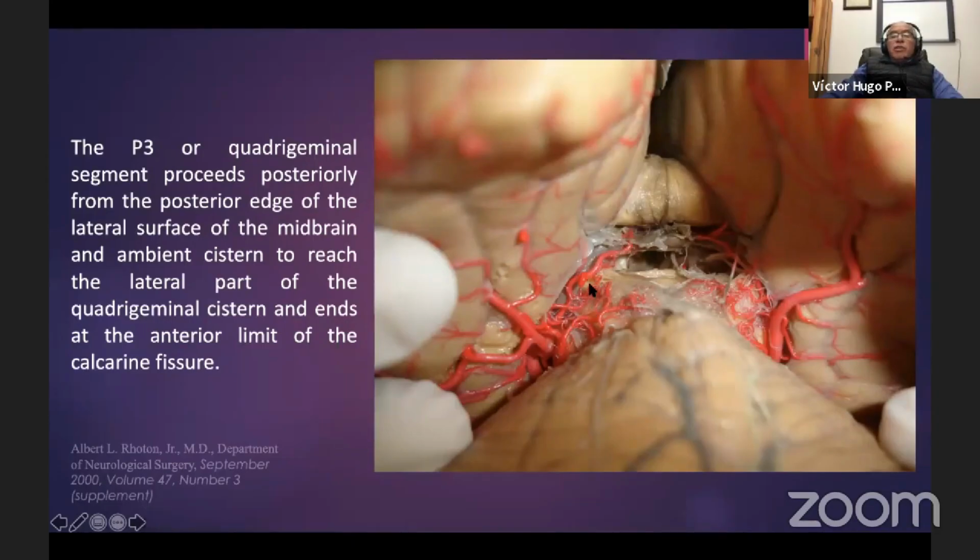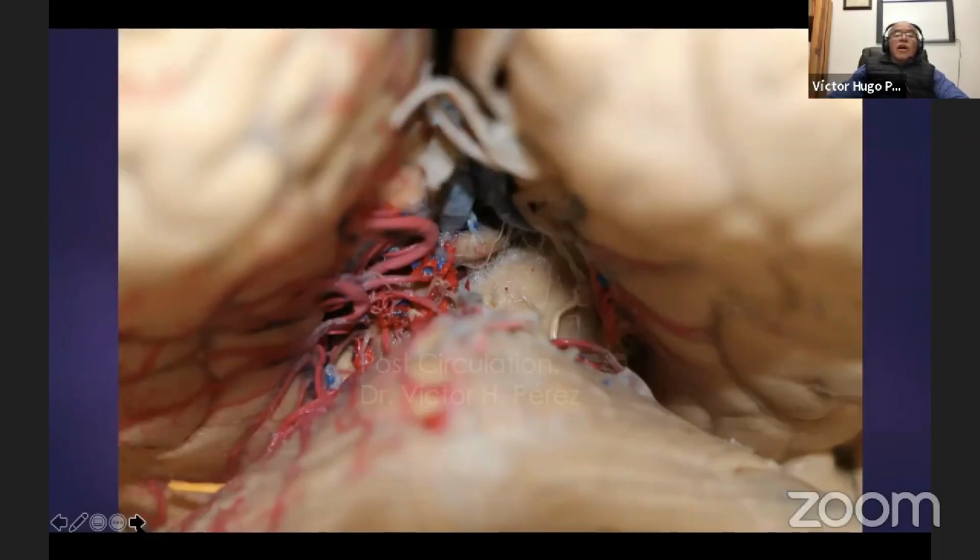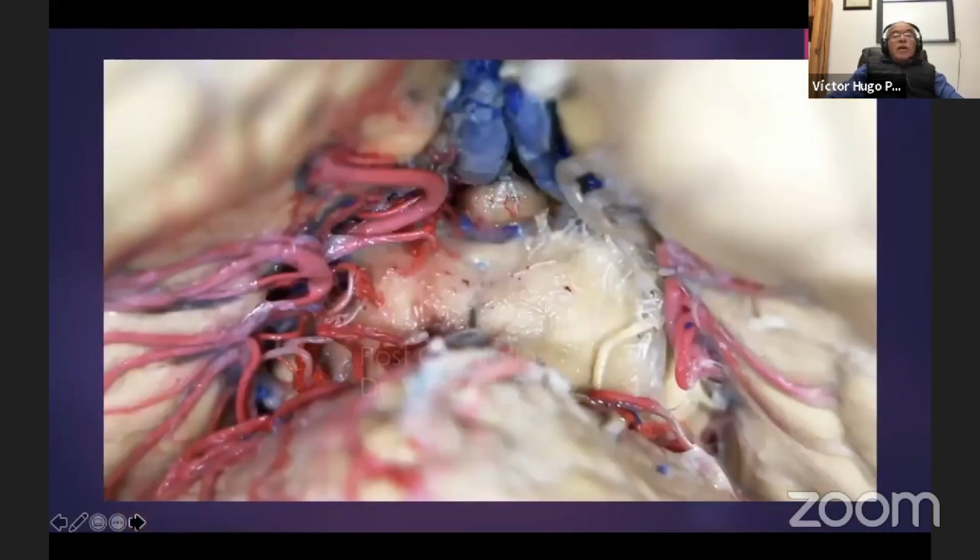In this picture, we can see the posteromedial choroidal artery and its irrigation to the pineal gland. This is the pineal gland. This is a closer view in which we can see these important arteries.